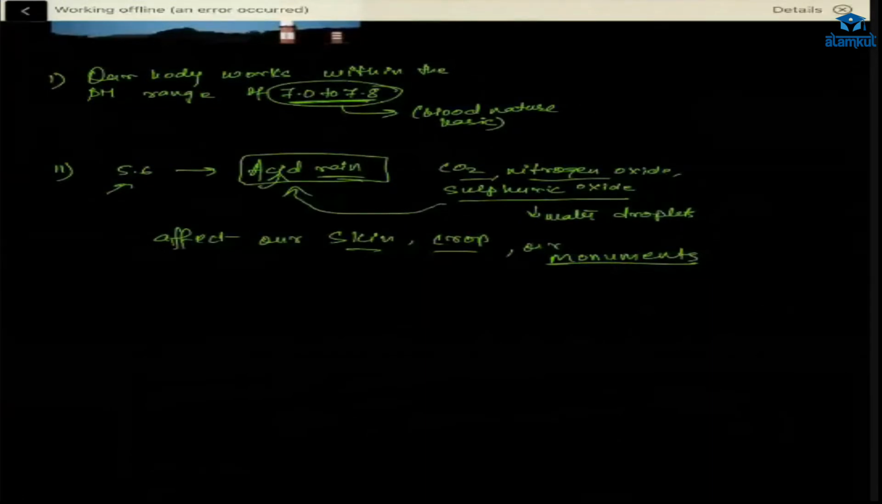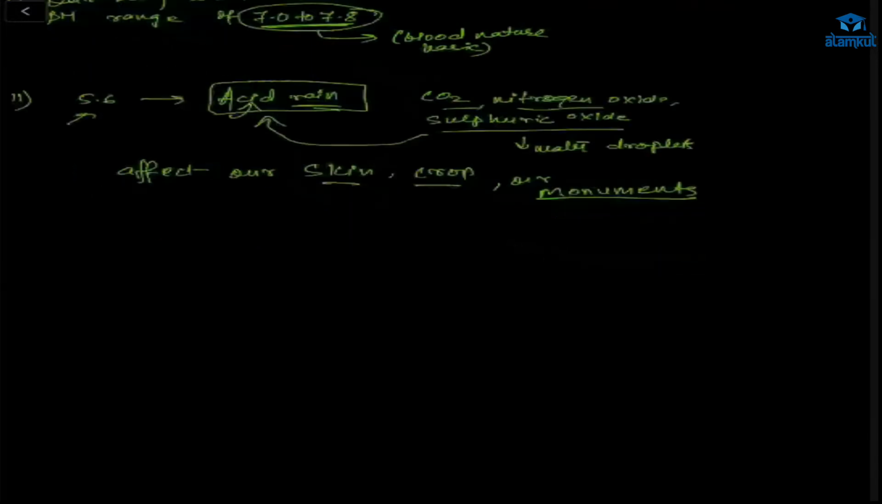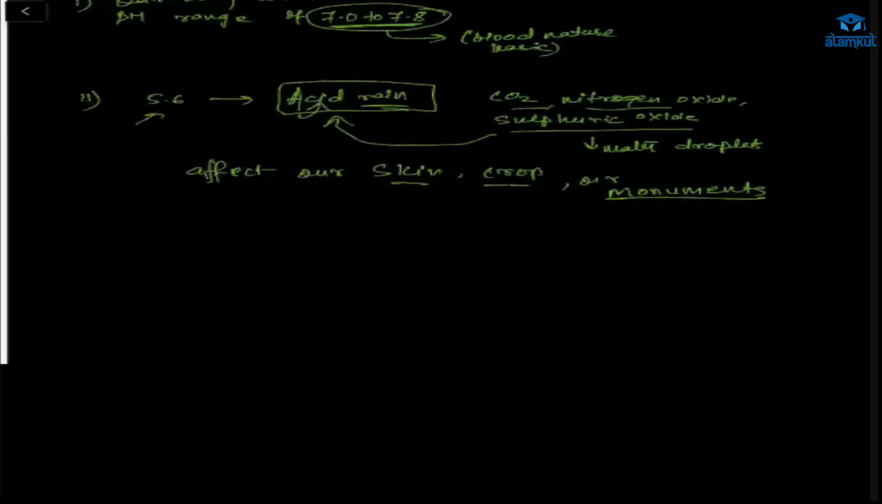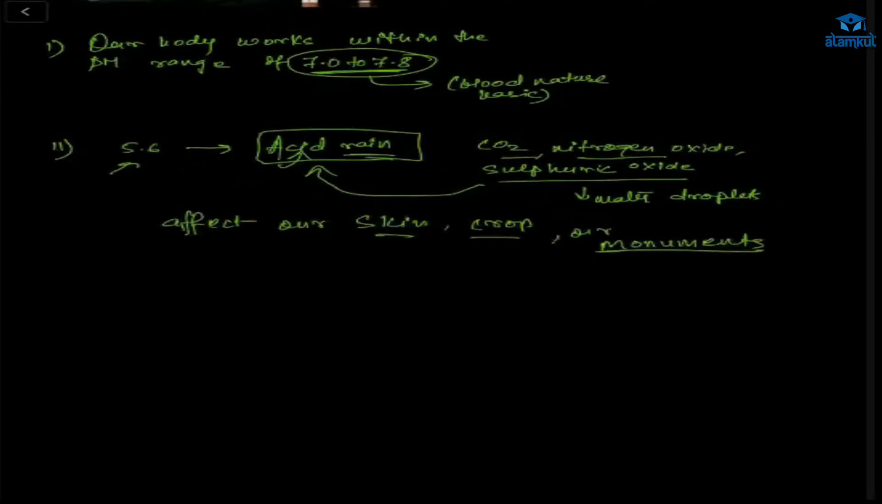With the help of the acidic rain, corrosion. Yes, corrosion, very good. So, with the help of acidic rain, these things get affected, and you already got it, why the rain is called acid rain.